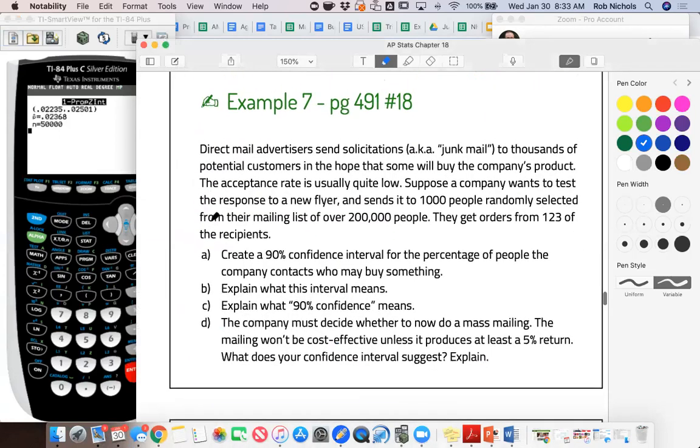All right, so here's example 7. A direct mail advertiser sends solicitations, aka junk mail, to thousands of potential customers in hope that some will buy the company's product. The acceptance rate is usually quite low. Suppose the company wants to test the response to a new flyer and sends it to 1,000 people randomly selected from the mailing list of over 200,000. They get orders from 123 of these recipients.